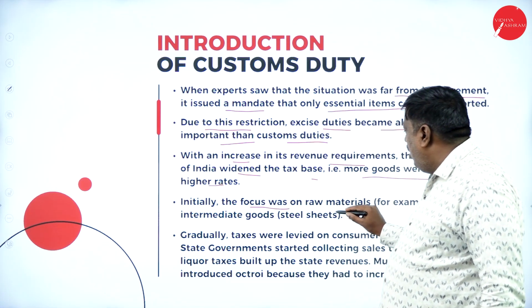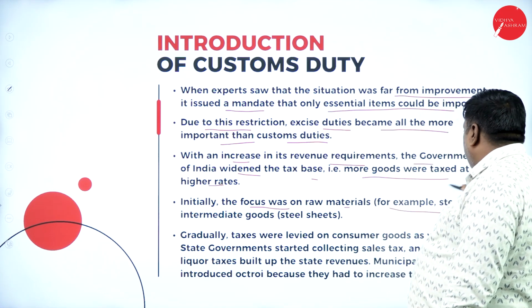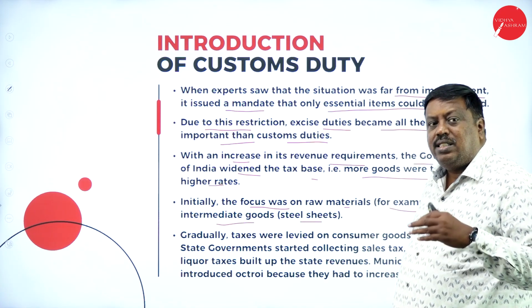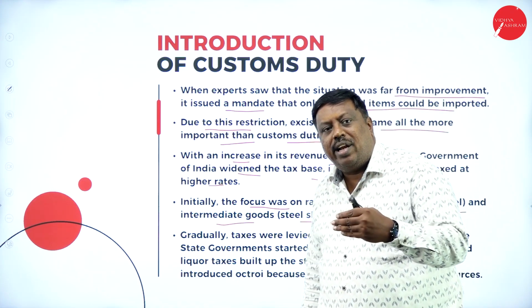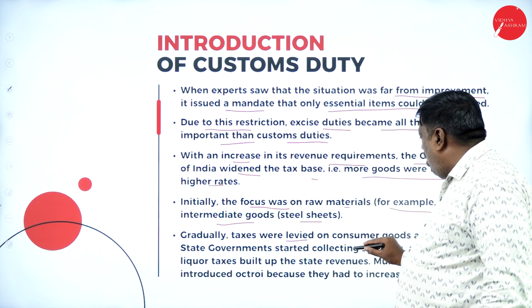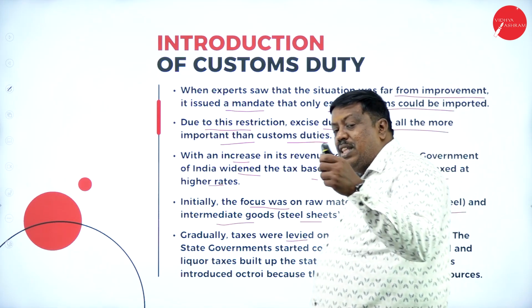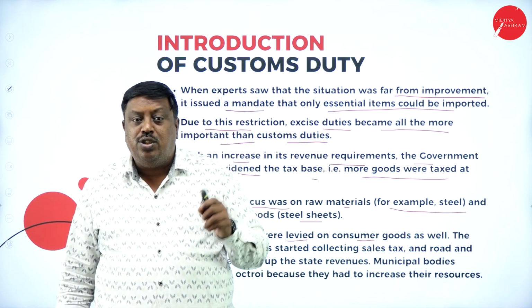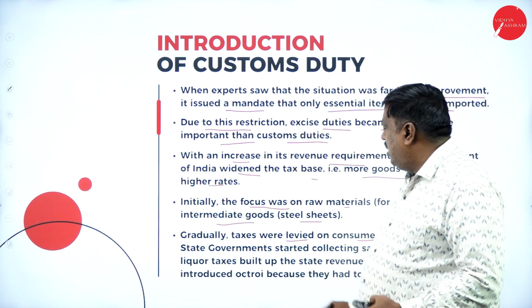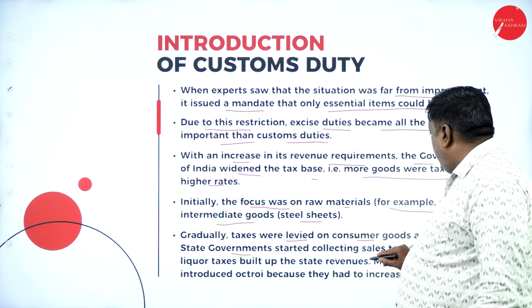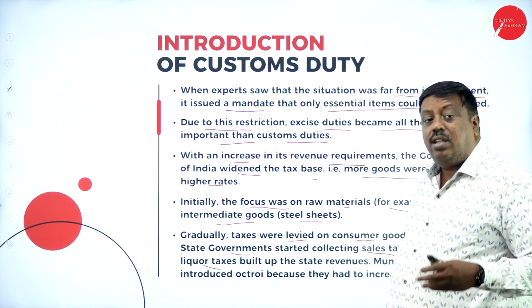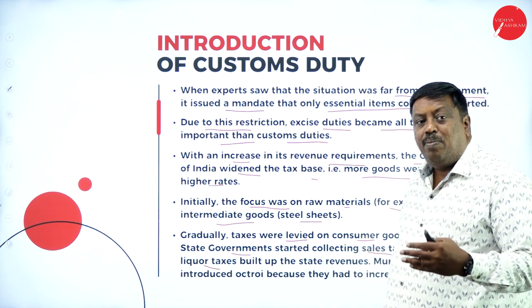Initially, the focus was on raw materials and intermediate goods, for example steel and steel sheets. On these products, they started to levy more rates and collect the tax. Gradually, taxes were levied on consumer goods also. For this reason, they gave permission to the state governments, and they started to collect in the form of sales tax, road tax, and liquor tax. These are the three taxes they started to collect from the public.